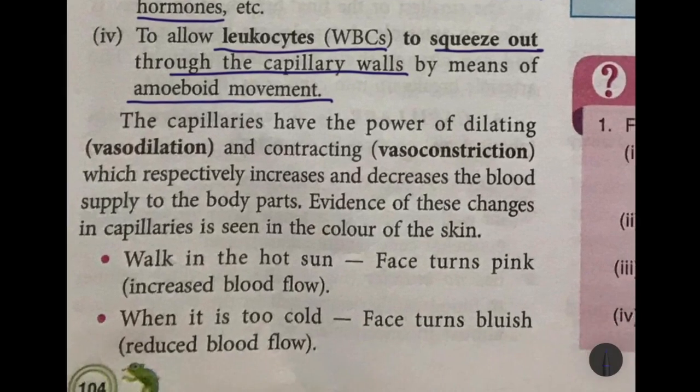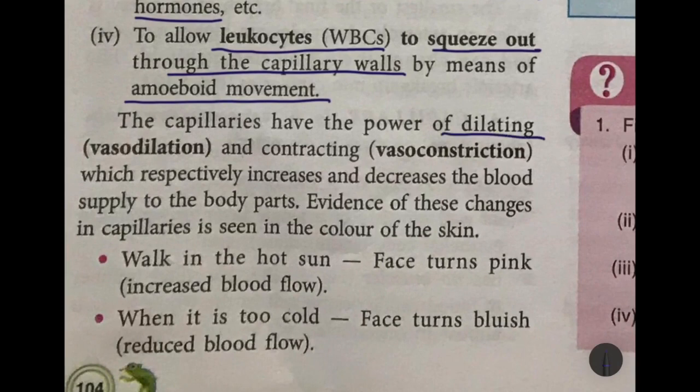Okay, now the capillaries have the power of dilating, that means becoming larger. It is known as vasodilation. And contracting, becoming thin, is known as vasoconstriction, which respectively increases or decreases the blood supply to the body parts. So if a certain body part requires less oxygen or less food, then what will happen? It will contract. And if it requires more, then the capillaries will dilate.